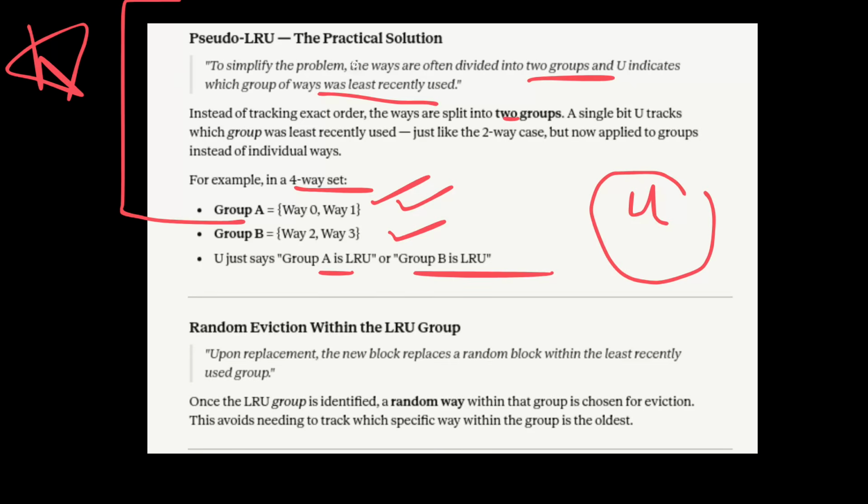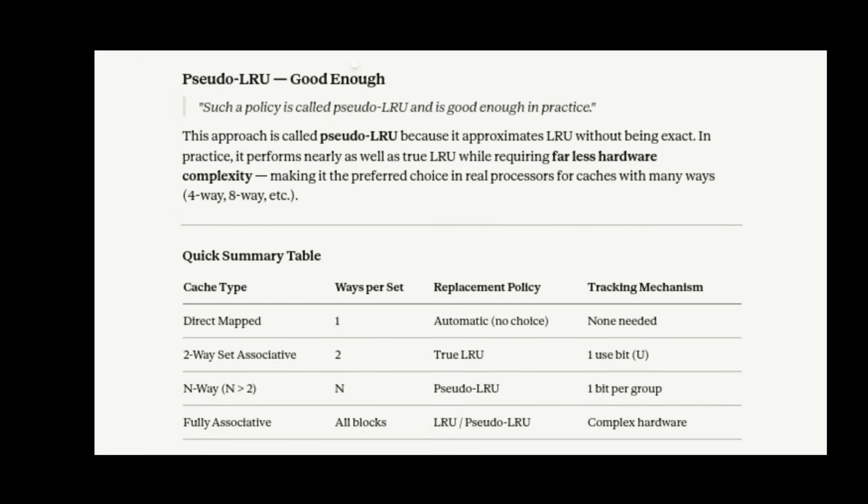So this is how this problem is basically solved. Now let's understand here. Such a policy, that is pseudo-LRU, is good enough in practice. This approach is called pseudo-LRU because it approximates LRU without being exact. In practice, it performs nearly as well as true LRU while requiring far less hardware complexity. So this is pseudo-LRU.